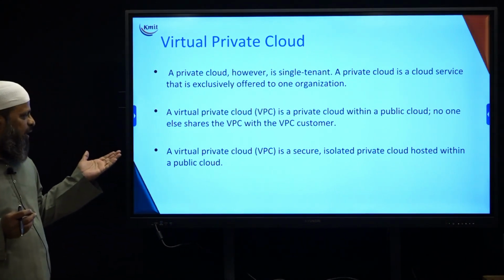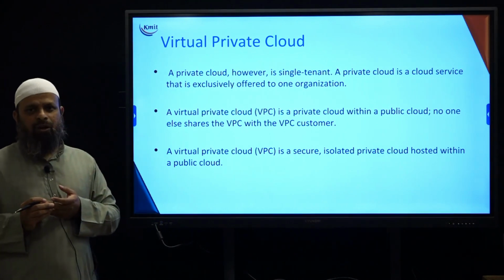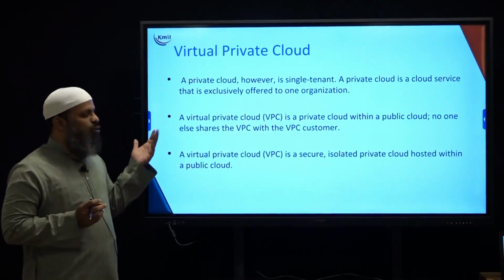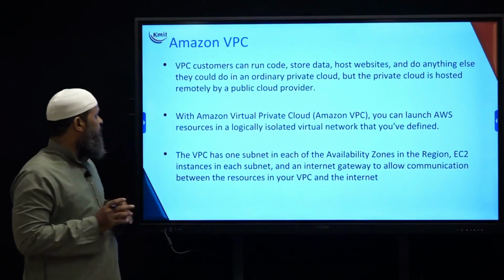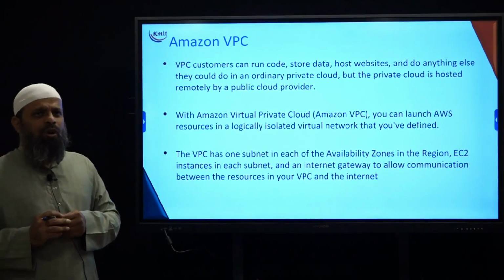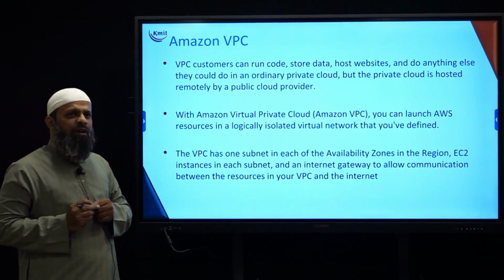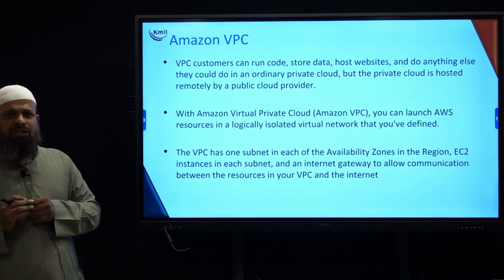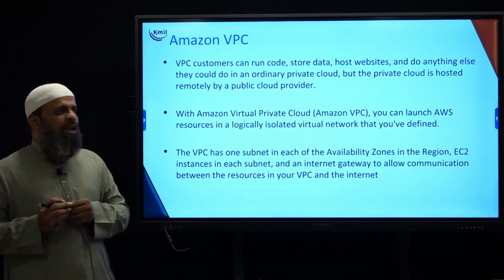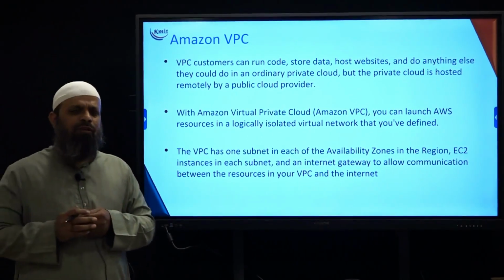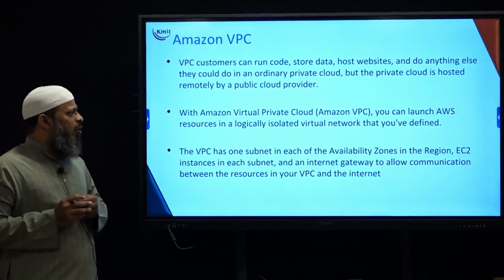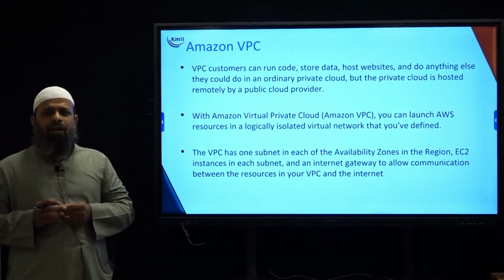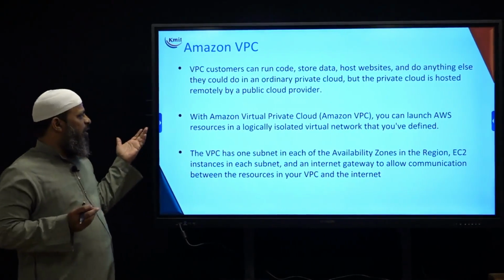A virtual private cloud is a secure, isolated private cloud hosted within a public cloud. That is what I was saying: virtual networks available on the cloud are nothing but a virtual private cloud. Once this VPC is created, VPC customers have resources available on it, which is nothing but EC2 instances, and IP addresses are provided. On those systems they can run their code, store their data, host websites, or anything else they want to do in an ordinary private cloud, but it is hosted remotely by a public cloud. As I said, this cloud is available at the data centers of Amazon, so it is provided by a public cloud provider.